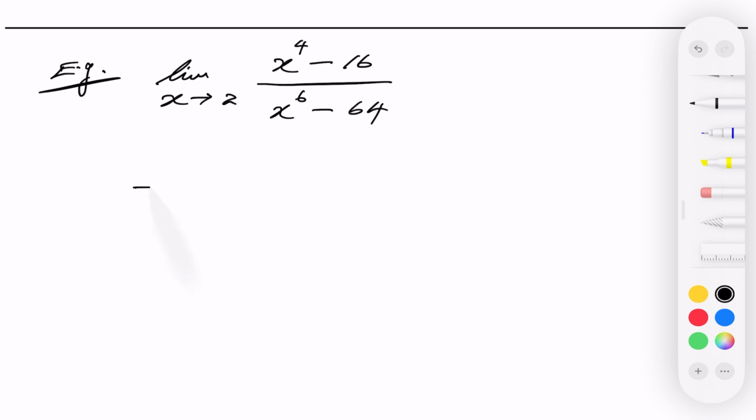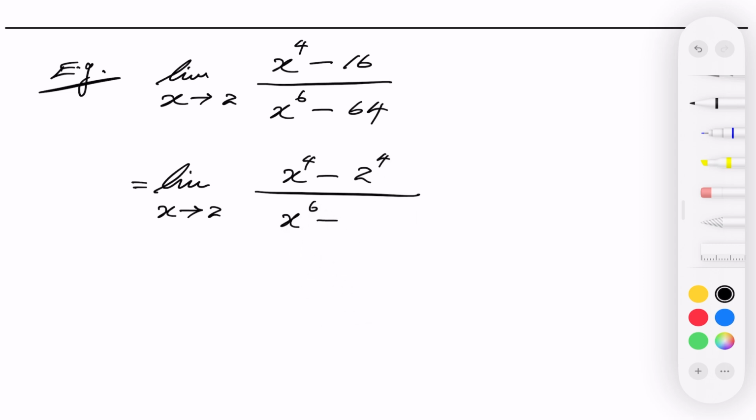In the given format itself, we may not be able to apply the theorem. Let me rearrange this question a little bit, and then we can do a small modification, and after that we can apply the theorem. Look at this. I'm going to rewrite this as limit x approaches 2, the numerator, just like earlier, we can write x to the 4th power minus, we know 16 can be written as 2 raised to the 4th power. X to the 6th minus 64 can be written as 2 raised to the 6th power.